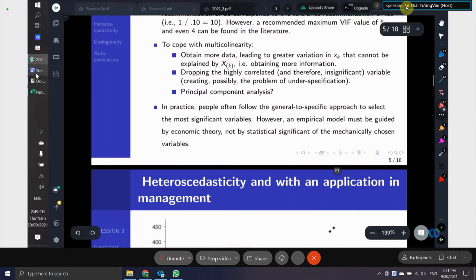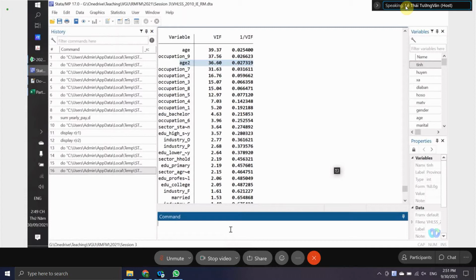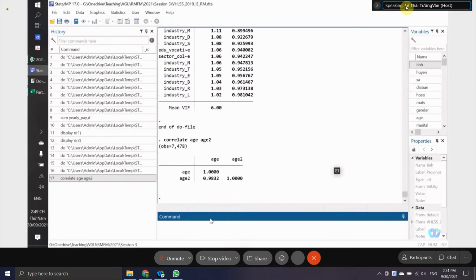For example, in our example here, the variables h and h squared are very problematic. They are highly correlated. Why? Because if you type correlate h and h2, you get something of 0.98.